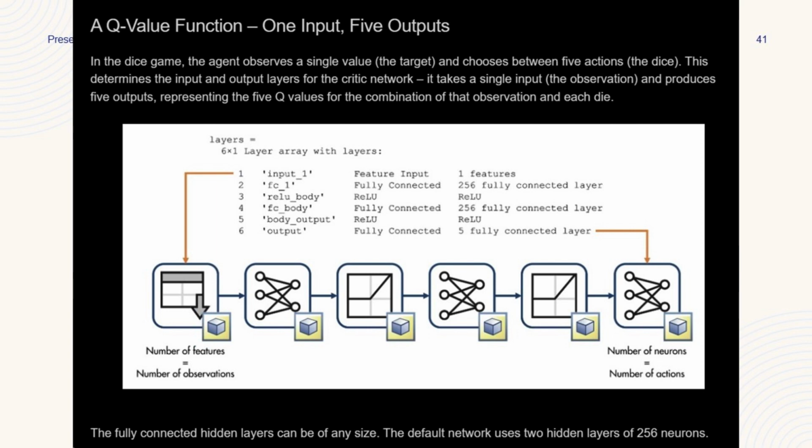Then the fully connected hidden layers can be of any size. The default network uses two hidden layers of 256 neurons.